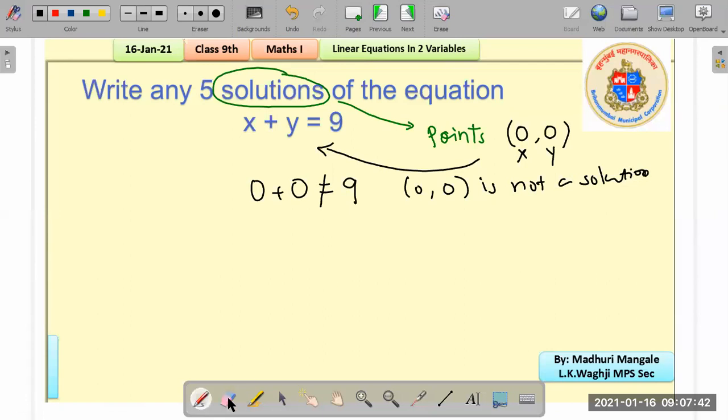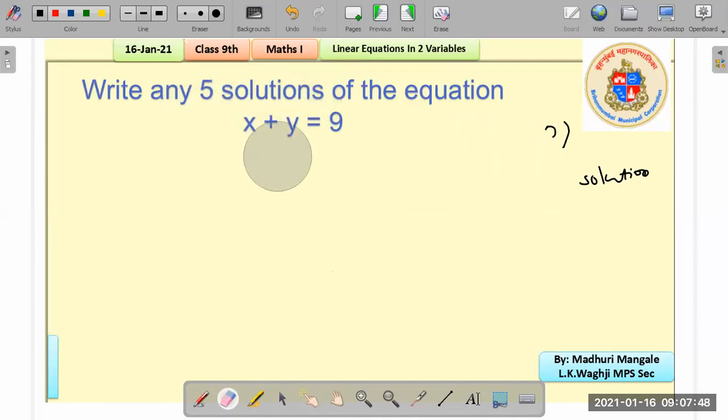Now we are asked to write 5 solutions. How do we begin on that?